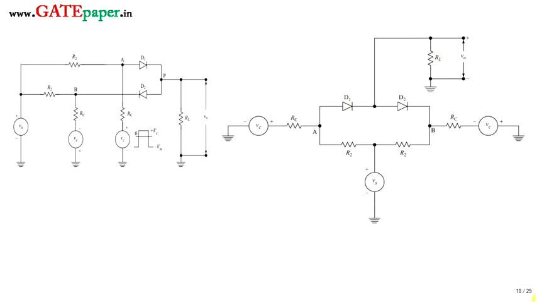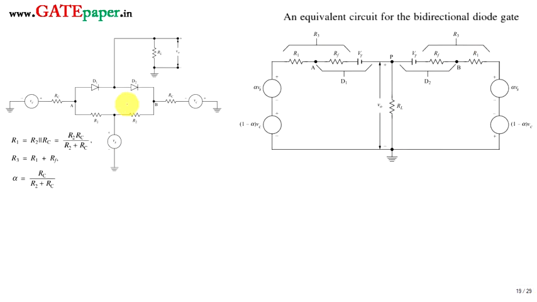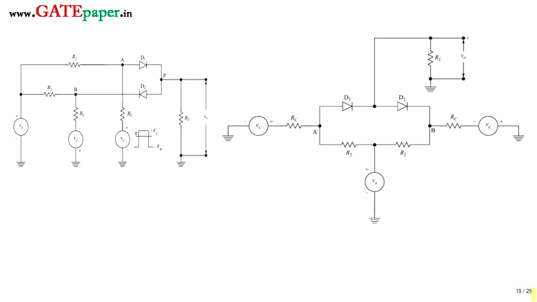So first we will draw the equivalent circuit, and from that we will write the Thevenin's equivalent. Then we are going to calculate the relation between output and input, that means gain. This is the equivalent circuit. Look at this one. This is the equivalent circuit.